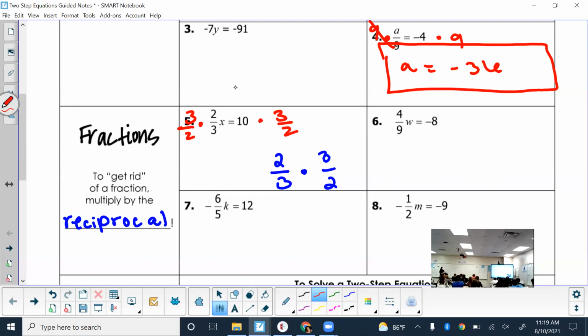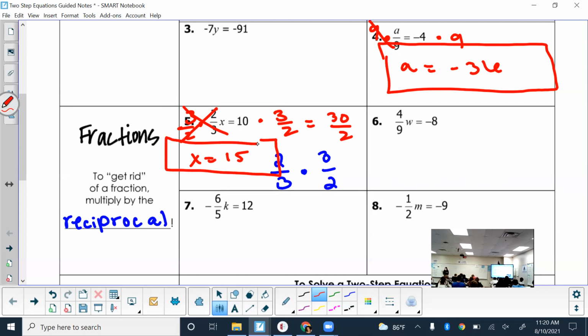So on the left side, what happens to the fractions? They cancel out. On the left side, we just have x. And on the right side, you can either cross simplify or you can multiply straight across, then divide, whatever your preference. What's 10 times 3, and then divided by 2? Not 20. 15. It is 15. Half of 30 is 15. All right, does that make sense?